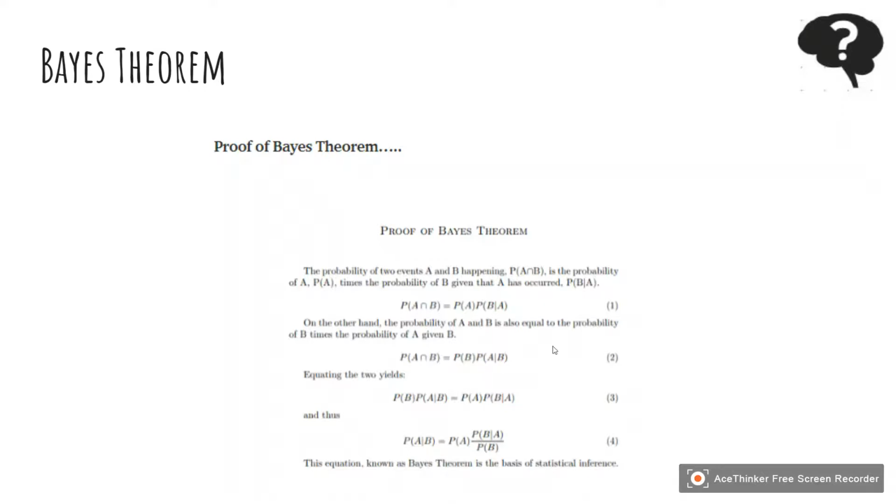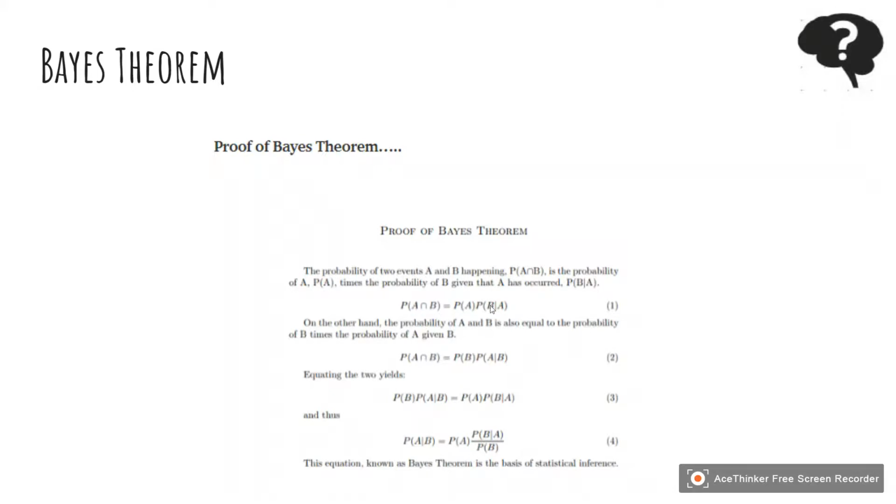In the same way, I can also write P of B given A, the probability of event B happening given that A had already happened, as P of A intersection B divided by P of A. In these two cases, P of A intersection B is common, so I can rewrite the equations as P of A intersection B equals P of A times P of B given A, and again P of A intersection B equals P of B times P of A given B.